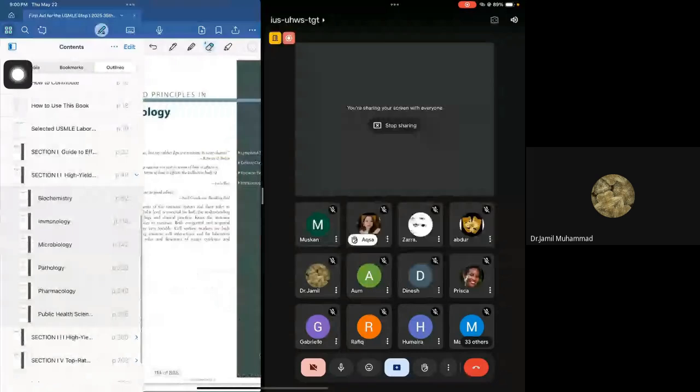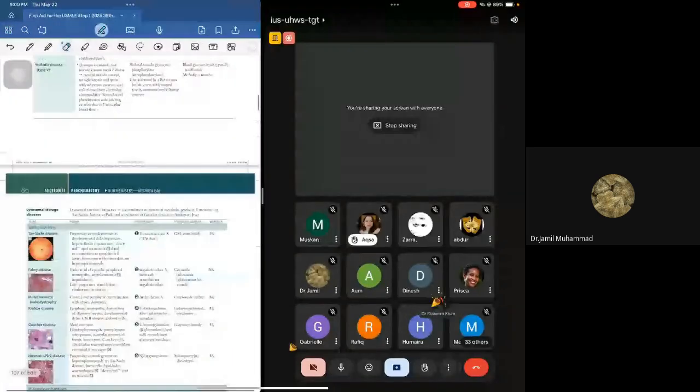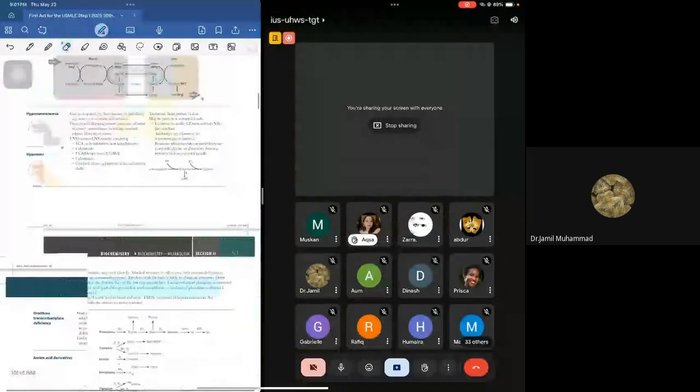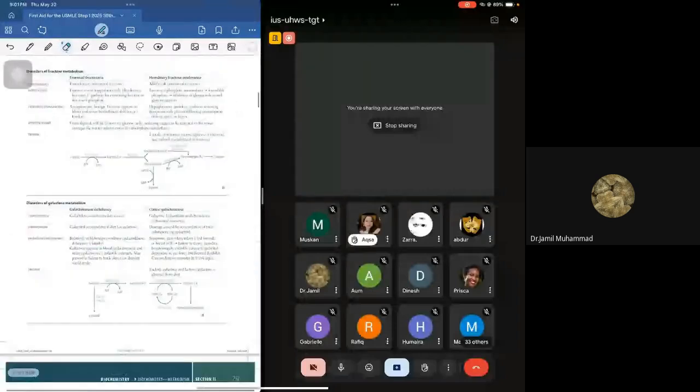Let me pull up the picture here if I can. This was the glucagon thing. I don't think they have it here anymore. But let me see.